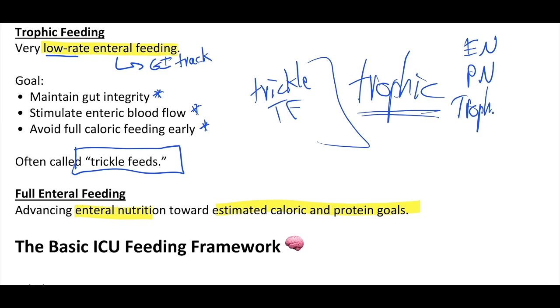Trophic feeds are a type of enteral nutrition where you give very low rate enteral feeds. Full enteral feeds are when you have a nutritional volume that is appropriate for a patient's caloric and protein goals.